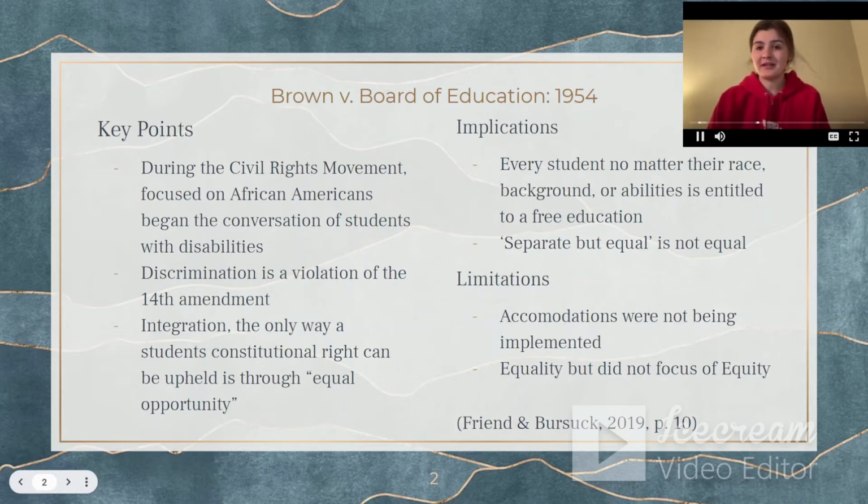Brown v. Board of Education, 1954. This court case happened during the Civil Rights Movement. While the Civil Rights Movement was focused on the discrimination happening towards African Americans, this movement also helped open the door to begin the conversation of how students with disabilities were also being discriminated against.